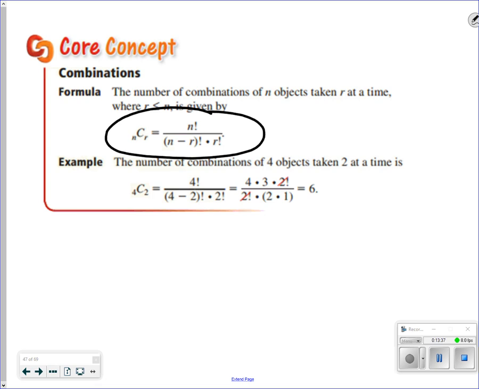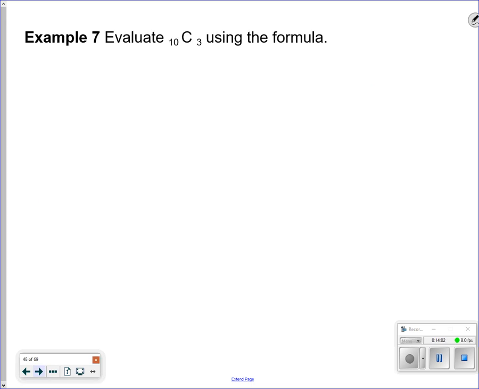So going back to what we just did, a combination of 4 objects, only taking 2 at a time. You'll notice the formula, 4 factorial over 4 minus 2 factorial, 2 factorial. So whatever the R is goes in the bottom there twice. And you'll notice then the answer that I got when I did it by hand is correct. There are 6 different combinations.